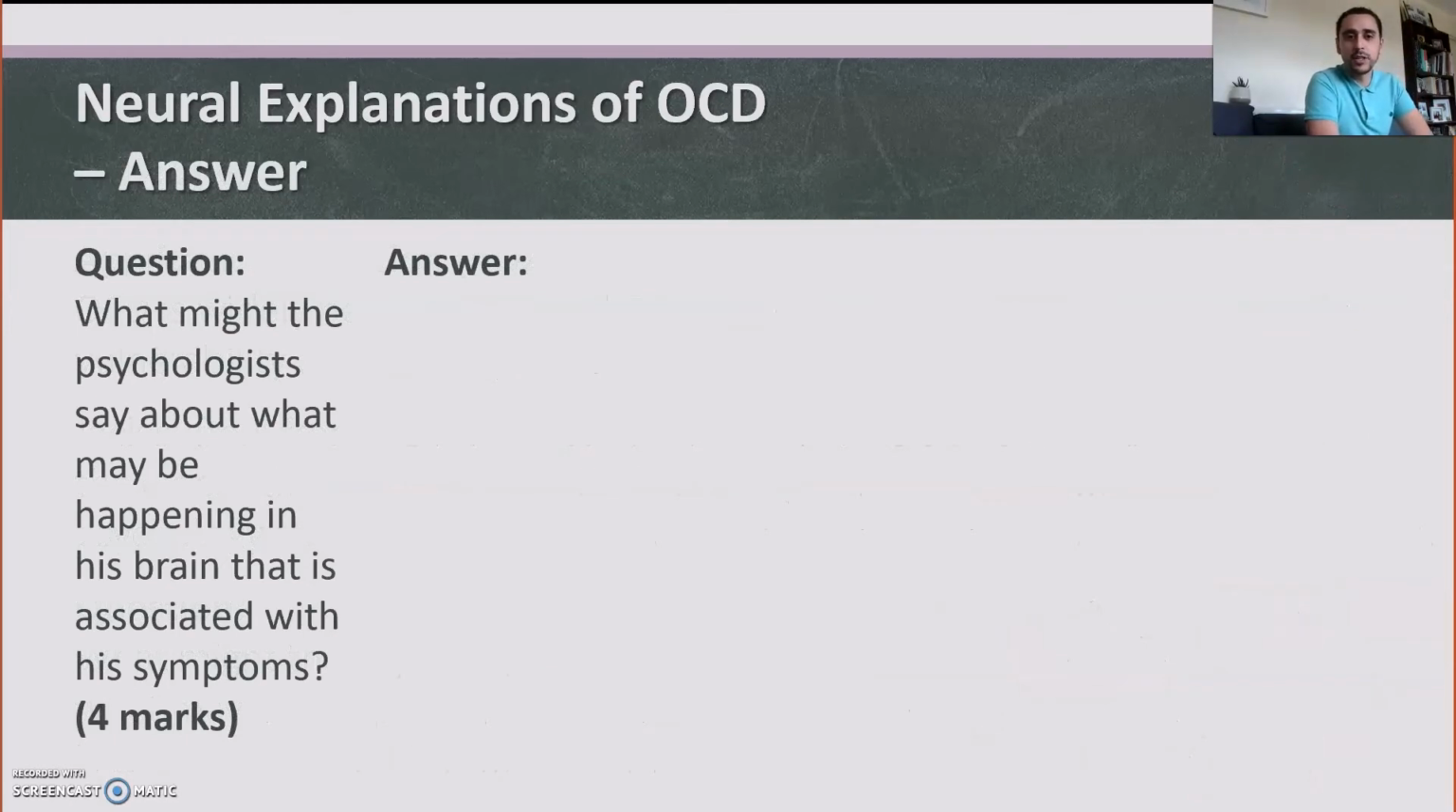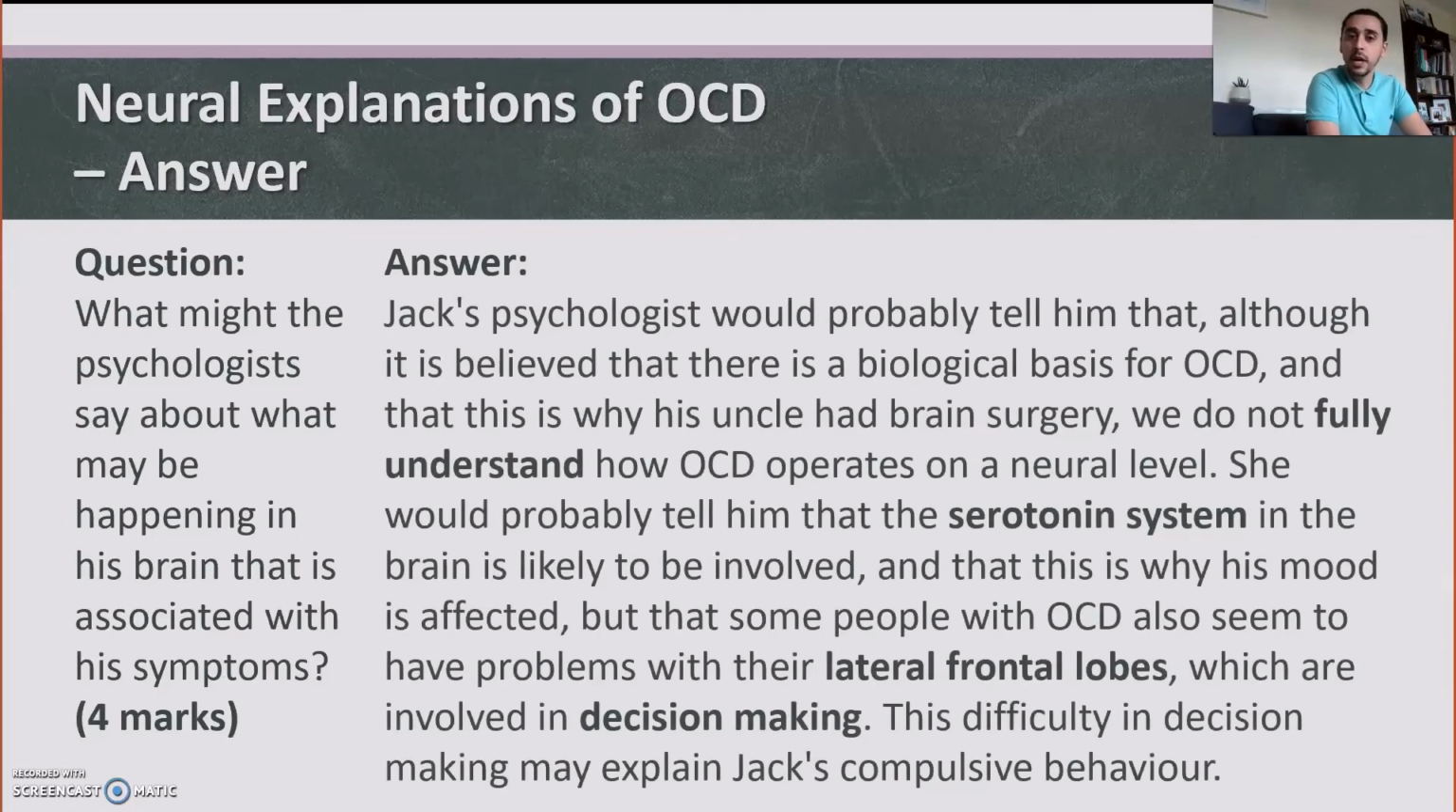What might the psychologist say about what may be happening in his brain that is associated with his symptoms? Now, Jack's psychologist would probably tell him that although it is believed that there is a biological basis for OCD and that it is why his uncle had brain surgery, we do not fully understand how OCD operates on a neural level.